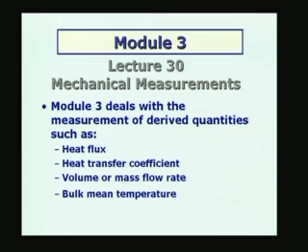Some of the measurements we are going to highlight in this module will play an important role in thermal engineering. For example, heat flux is a very important quantity which is measured, and it may also lead in an indirect fashion to the measurement of the heat transfer coefficient, and therefore these two are somewhat interrelated. The volume or mass flow rate is very important because in most process applications we would like to know the volume flow rate or the mass flow rate.